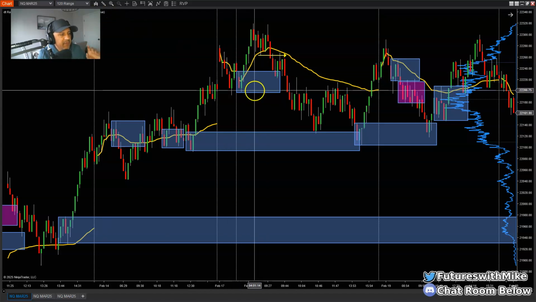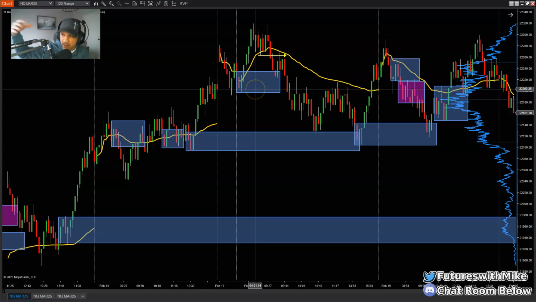Mark that up first. Then, once I have that zone marked, I'm going to move down to my lower base chart, my entry chart, which is my 24 range chart. Start with the higher base, mark your zone. Then move down to the lower base, mark your zone.